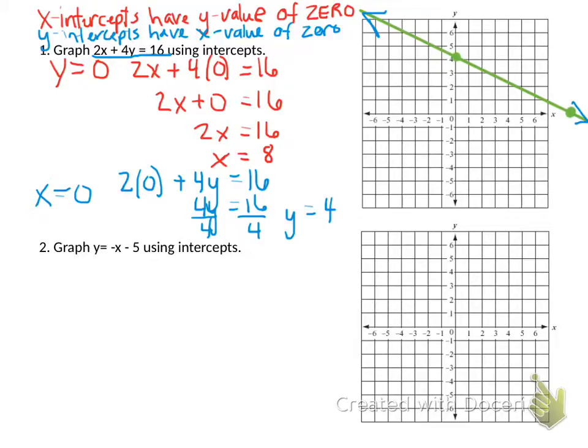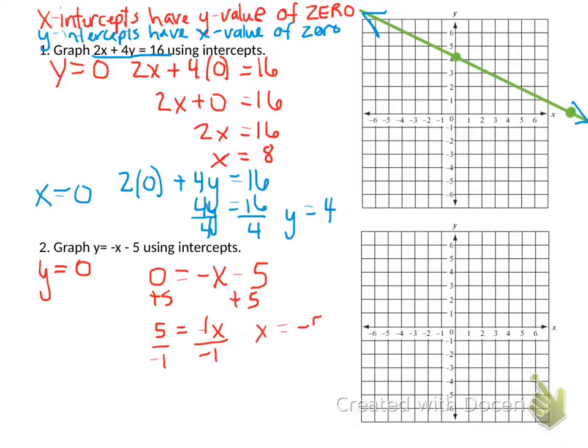All right, let's try another example. y equals negative x minus 5. Okay, so same thing again. First, let's start with finding the x-intercept. So y must equal 0. So 0 equals negative x minus 5. Add 5 to both sides. 5 equals negative x. That's a negative 1x. Divide both sides by negative 1. So that means that x equals negative 5.